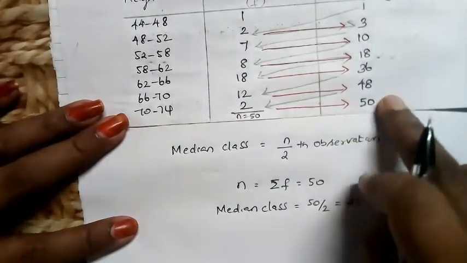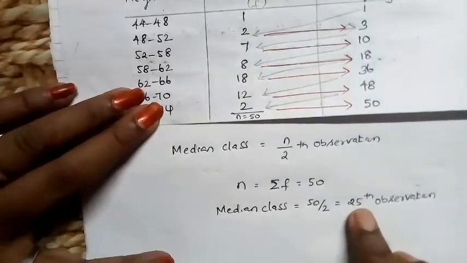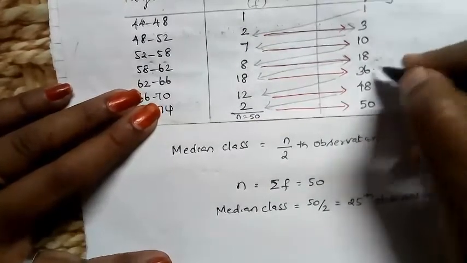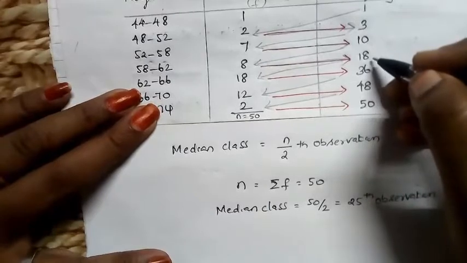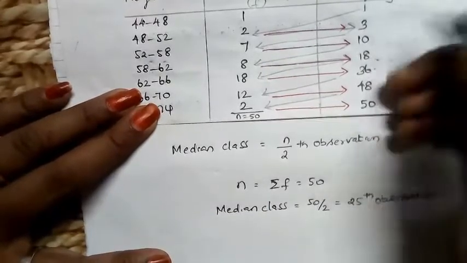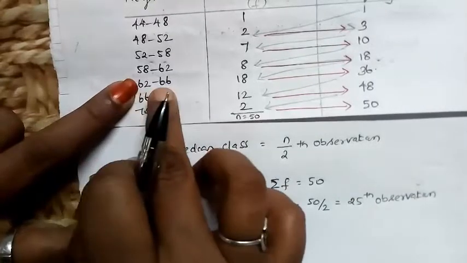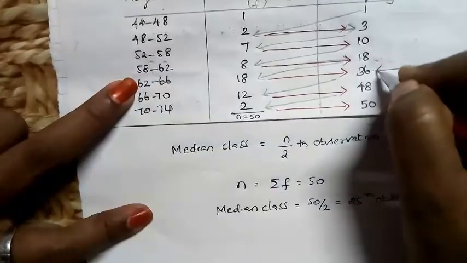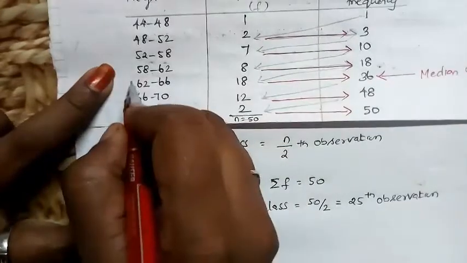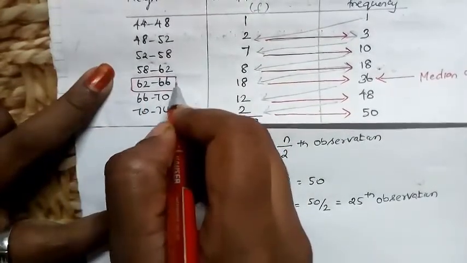So when you look at the cumulative frequency, the value 25 lies here. So after 18, which is from 19 onwards till 36, this is the class interval which holds the value, which is 62 to 66. So the median class lies here, 62 to 66.